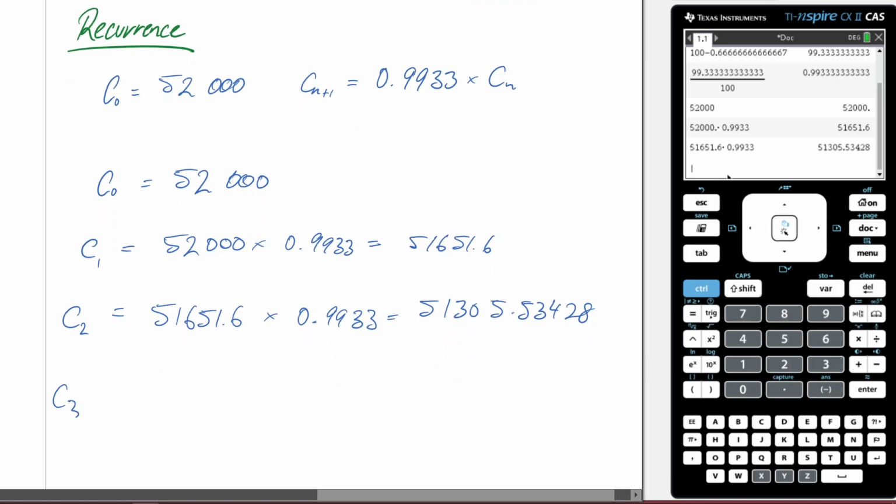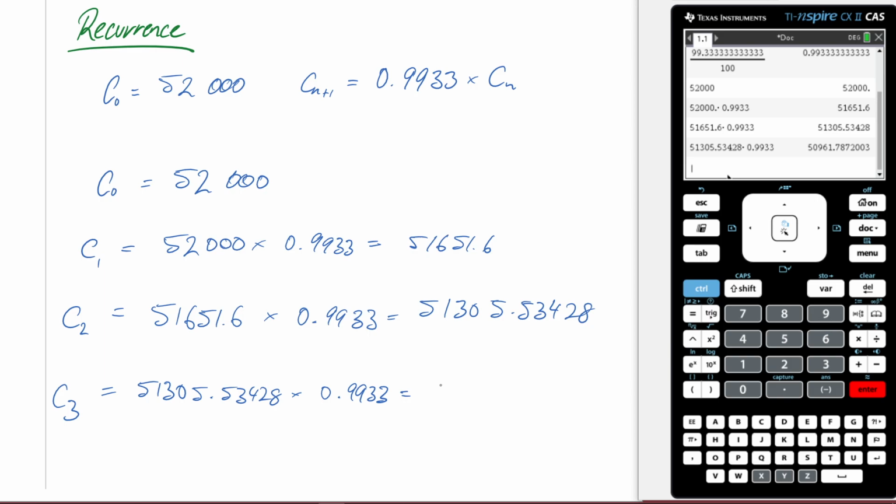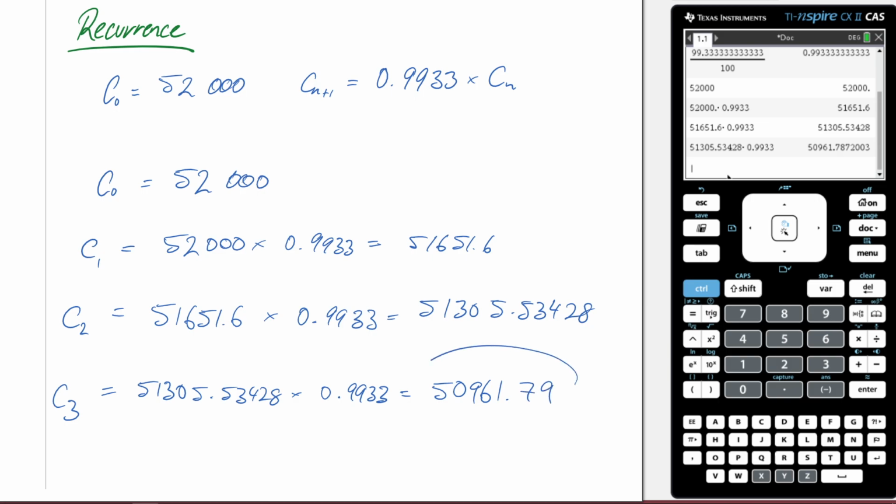I'm going to do it one more time. If I wanted to figure out the value after the end of the third month, I would take 51,305.53428, and I would times it by 0.9933, because each month I'm losing that 0.666%. So I'm timesing it by this each time to show how much of it is remaining. If I hit enter again, I'm going to round this to 50,961.79. So after the third month, this is how much of the value of the car remained.